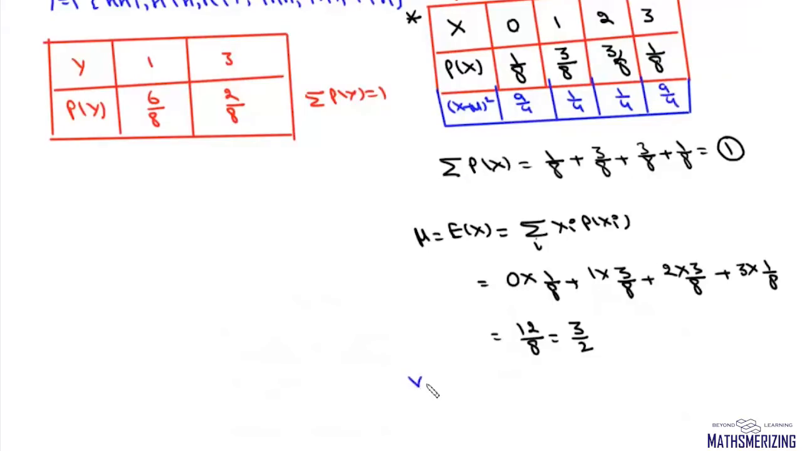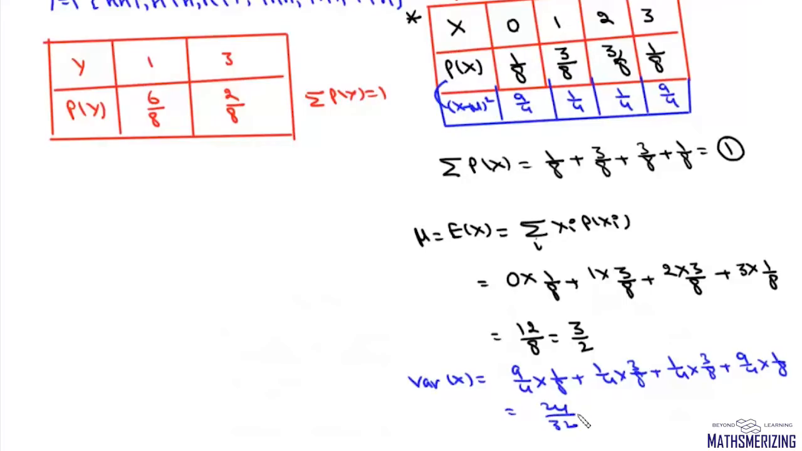So in this case, variance of x is x minus mu square into px. So it will be 9 by 4 into 1 by 8 plus 1 by 4 into 3 by 8 plus 1 by 4 into 3 by 8 plus 9 by 4 into 1 by 8, and this is 24 upon 32, which is 3 by 4.